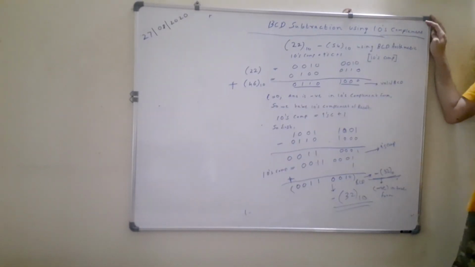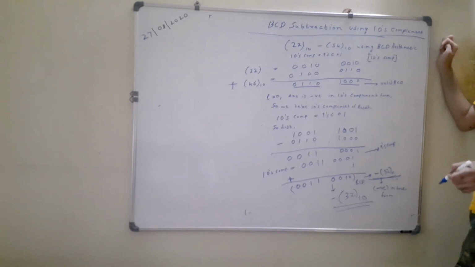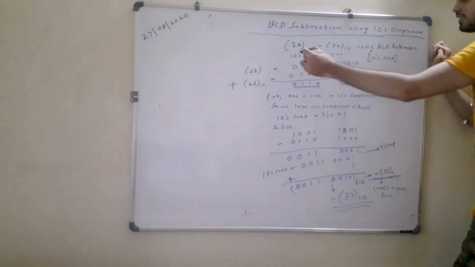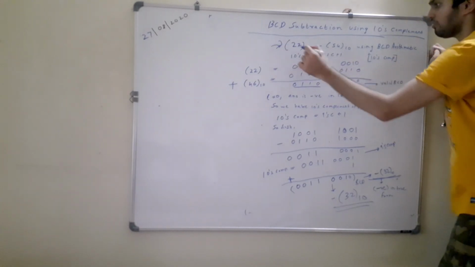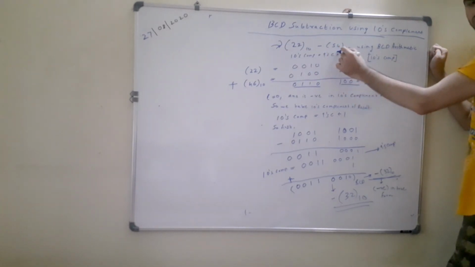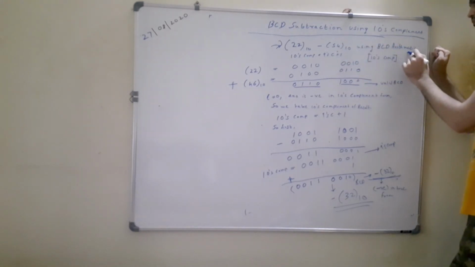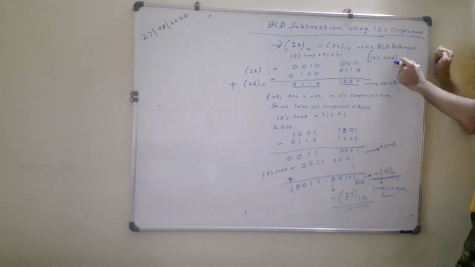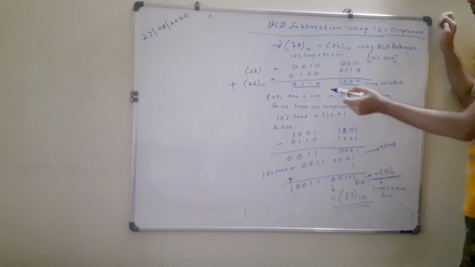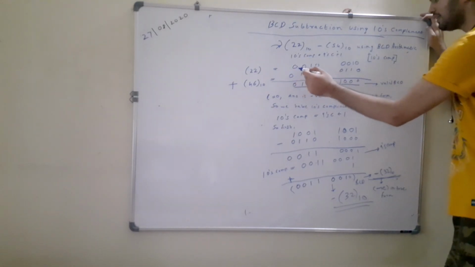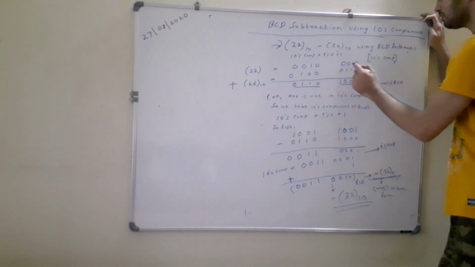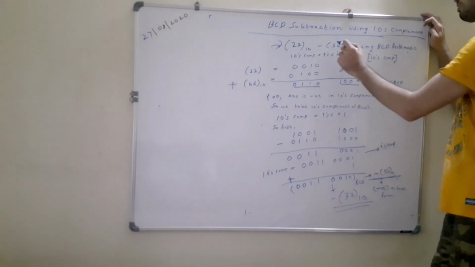So now let's take an example to understand BCD subtraction using tens complement method. This is the example. I want to subtract 22 from 54 using BCD arithmetic using tens complement method. Now what I will do? What is the BCD equivalent of 22? 0010, 0010.